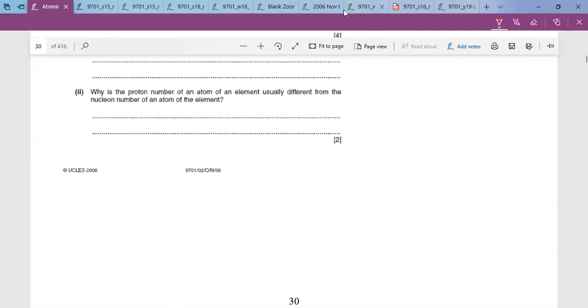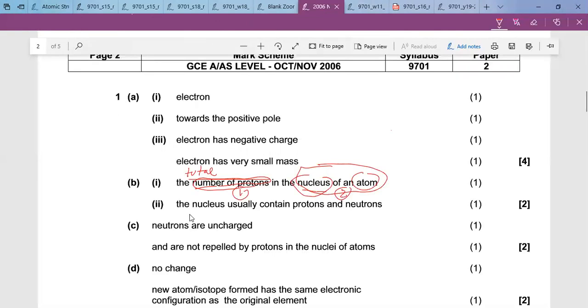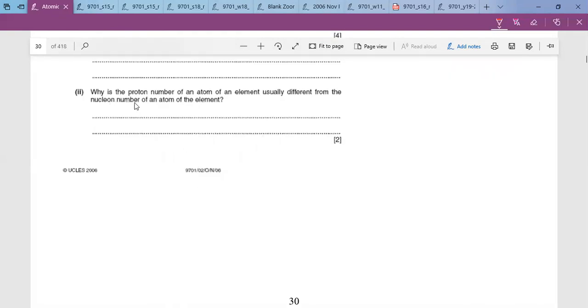I just got 06 now. Okay, here. The nucleus usually contains protons and neutrons. Okay. Oh, they want this one. The nuclear number should be correct. The nuclear number is made out of number of protons plus number of neutrons.